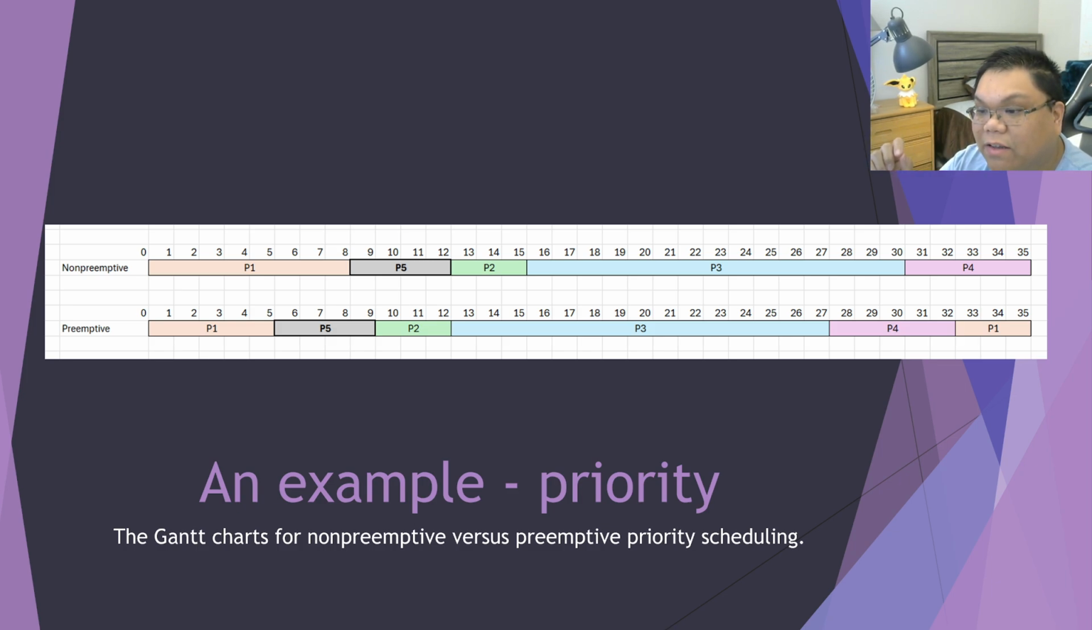What's preemptive scheduling? Process 1. When process 5 arrives, process 1 is preempted, and then it moves to the back of the line. And then process 5 can run. And then process 2 after that, and then process 3 after that, and then process 4 after that, and then process 1 after that.